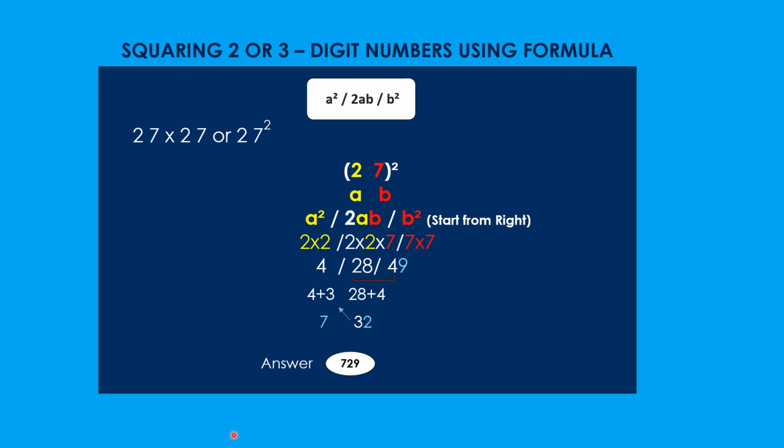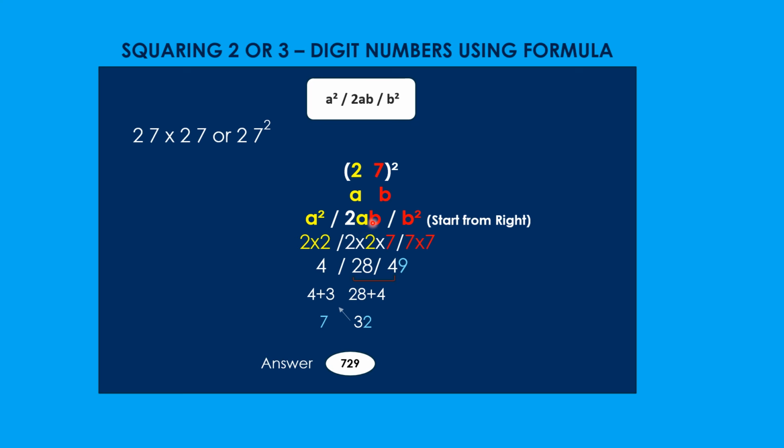27 times 27. So here first step what you do is you just consider the unit digit as B and tens digit as A. Alright, and then you write the formula A square, 2AB, B square. So we are not putting any plus sign here, we are just putting a slash. And then start from the right and substitute the values. So what is B here? B is 7. So 7 square, 7 times 7.